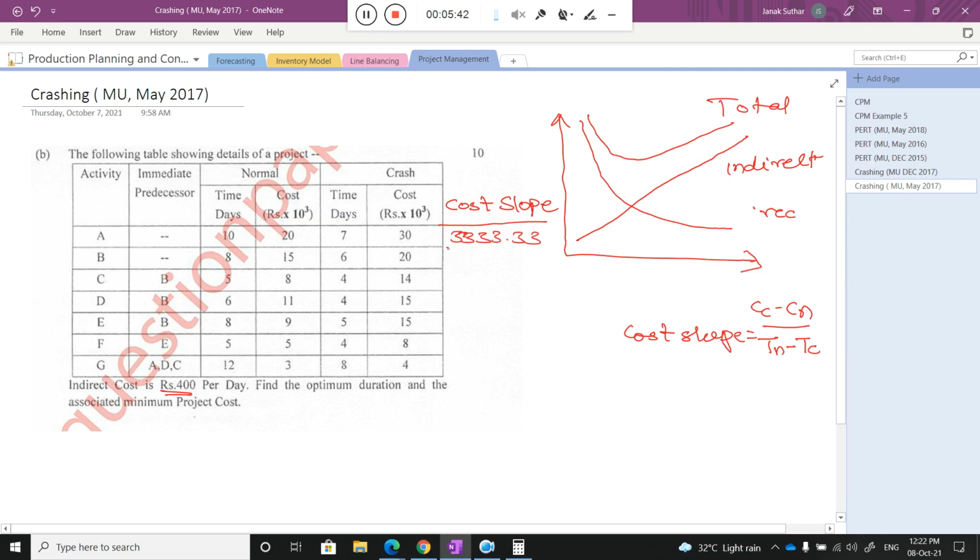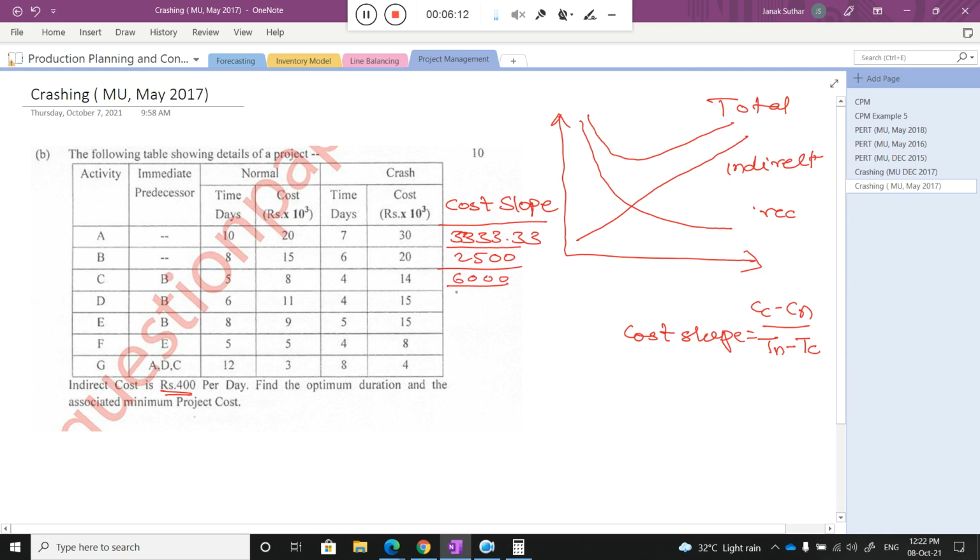3,333.33. Okay. Can you calculate for B? Quickly calculate. 20,000 minus 15,000 is equal to 5,000. 5,000 divided by, I think, 2 is equal to 2,500, right? The 14 minus 8. 14 minus 8 is equal to 6. Okay, 6,000. Good.